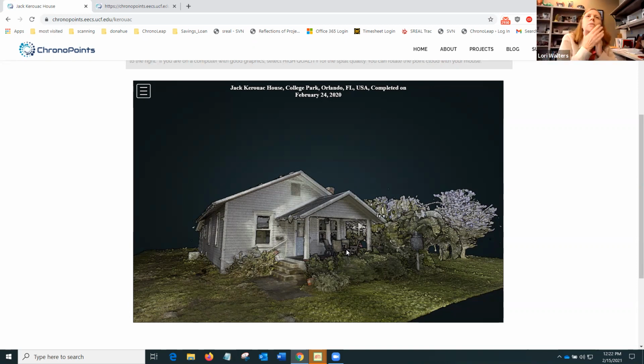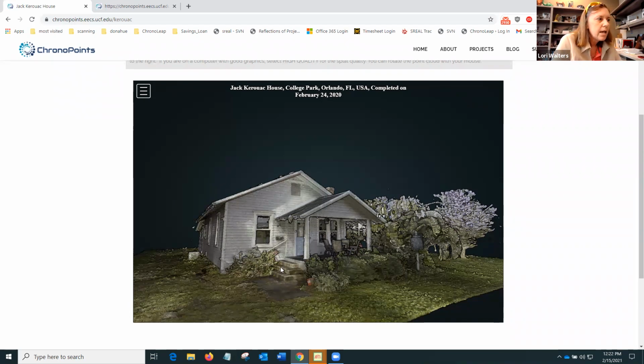So, Rob, do you remember how many scans we did with the Jack Kerouac house? It was in the 30s, wasn't it? I think so. Yeah, so for the exterior, we probably did maybe upper 20s. So this is probably the upper 20s scans that we did.